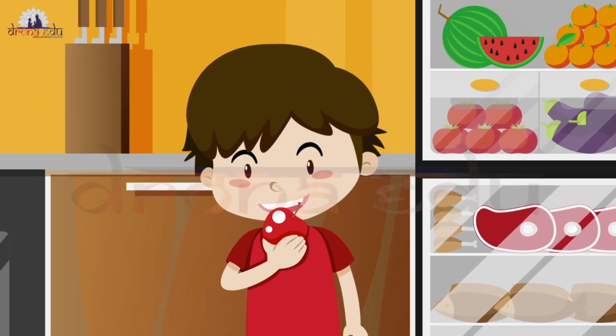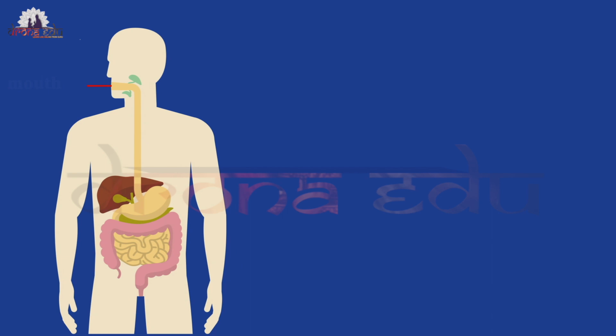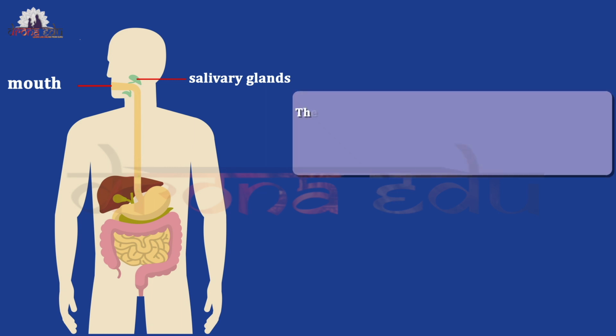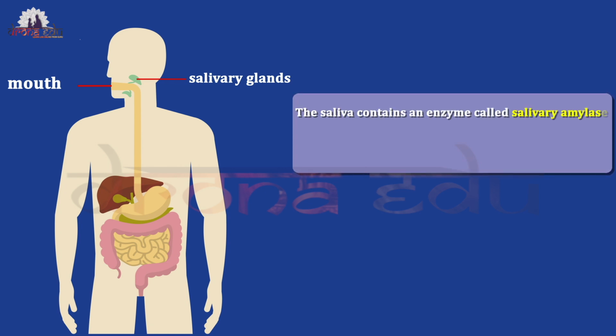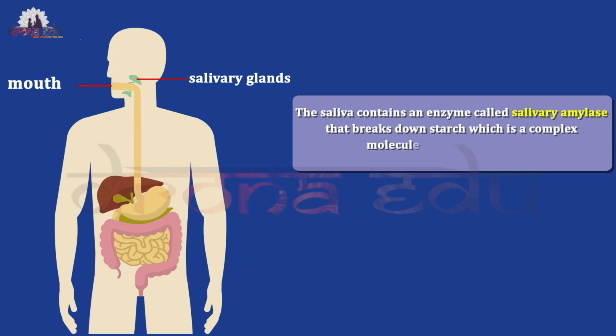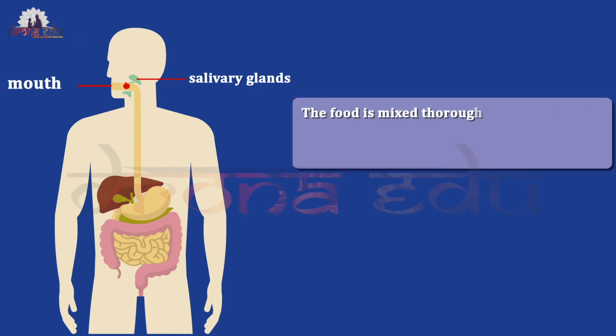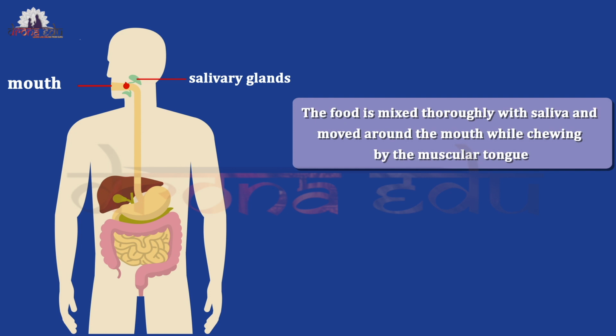The food we eat is crushed with our teeth. Our mouth secretes saliva by the salivary gland to make the lining of the canal pass smoothly. The saliva contains an enzyme called salivary amylase that breaks down the starch, which is a complex molecule, to give simple sugar. The food is mixed thoroughly with saliva and moved through the mouth while chewing by the muscular tongue.